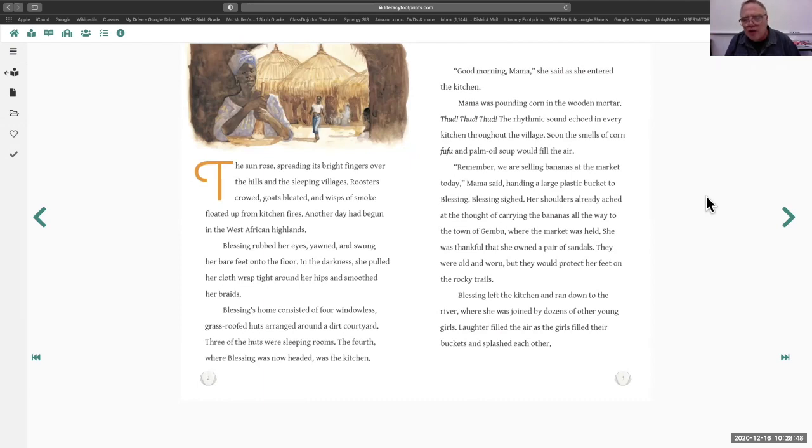She was thankful that she owned a pair of sandals. They were old and worn, but they would protect her feet on the rocky trails. Blessing left the kitchen and ran down to the river, where she was joined by a dozen other young girls. Laughter filled the air as girls filled their buckets and splashed each other.